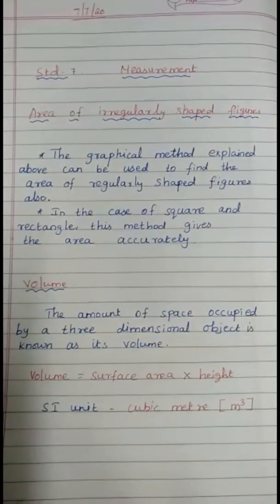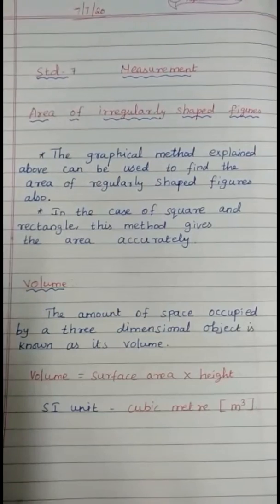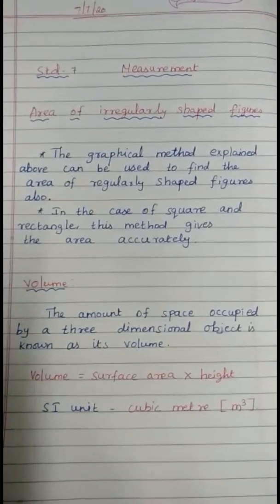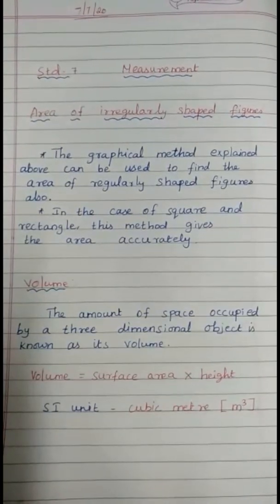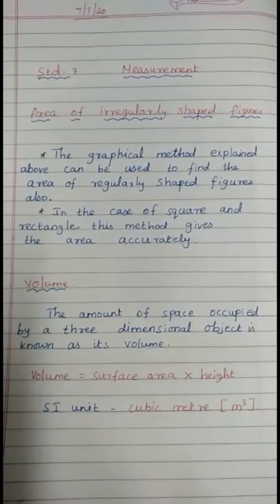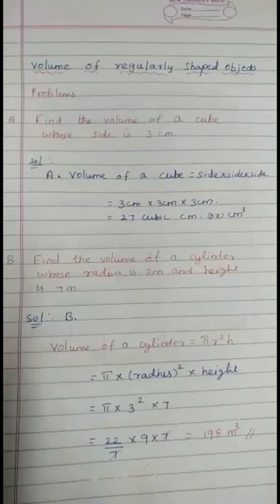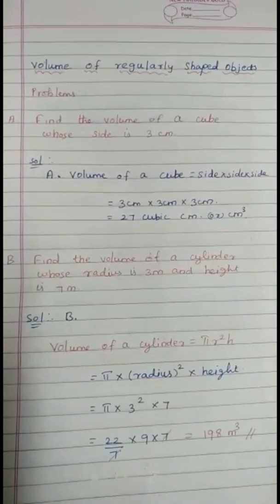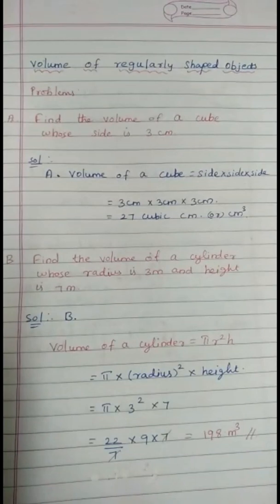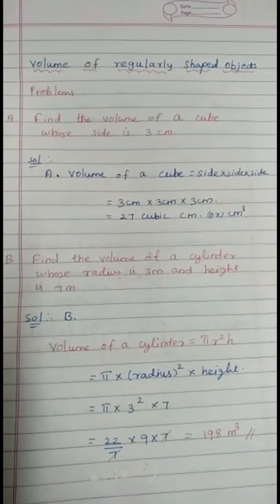What is volume? The amount of space occupied by a three-dimensional object is known as its volume. Volume formula is volume is equal to surface area into height. SI unit of volume is cubic meter. Next, we are going to see about volume of regularly shaped objects. We are going to solve some problems here.